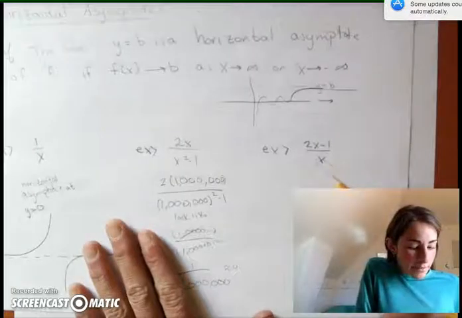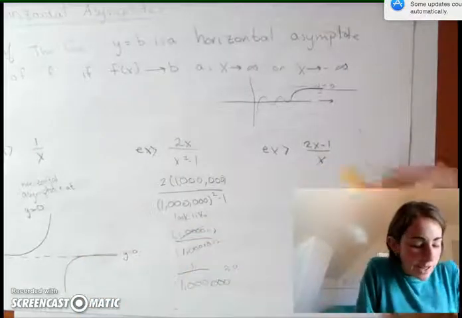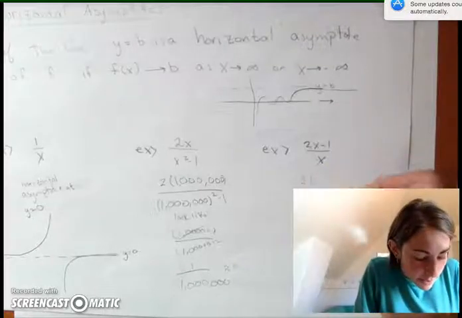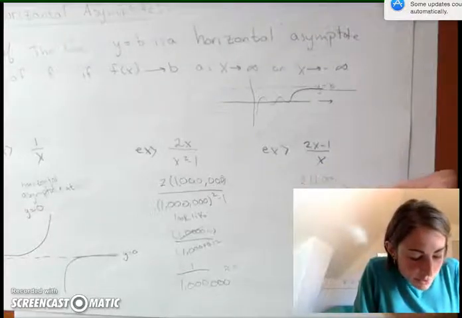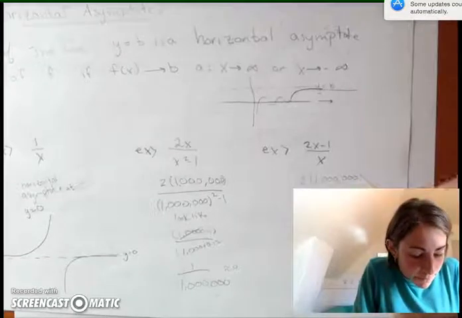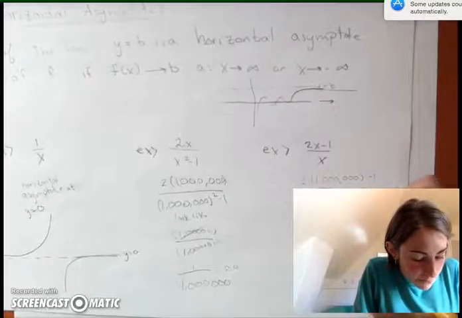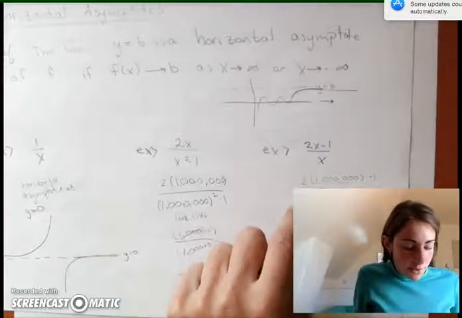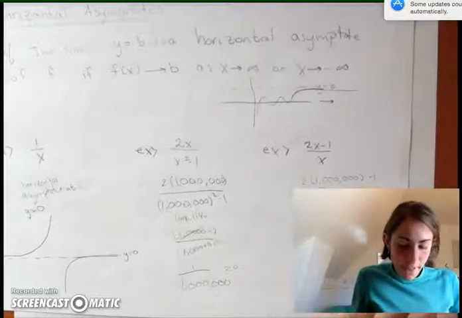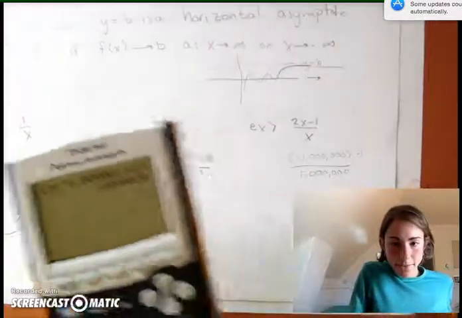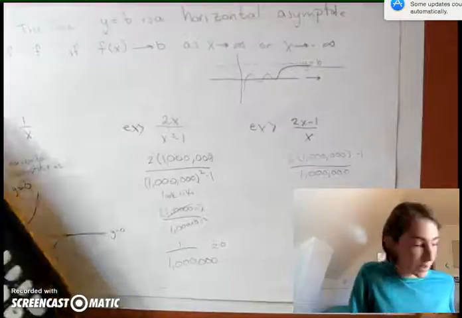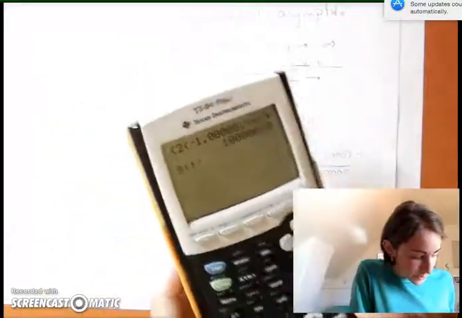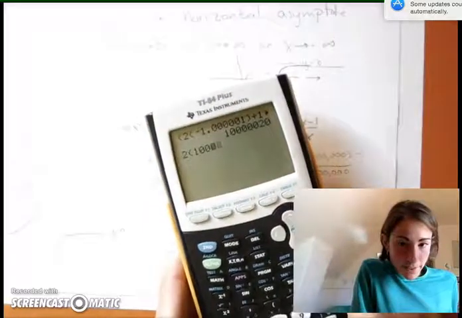So one more example, 2x minus 1 over x. Let's use the same logic again. So say we plug in a million into this one. So we'd have 2 times a million minus 1 over a million. So this looks like, this minus 1 doesn't really matter all that much, right? So it kind of looks like 2 times a million divided by a million. So what's that going to be? It's going to be pretty darn close to 2, but I'll show you in the calculator that that's true.